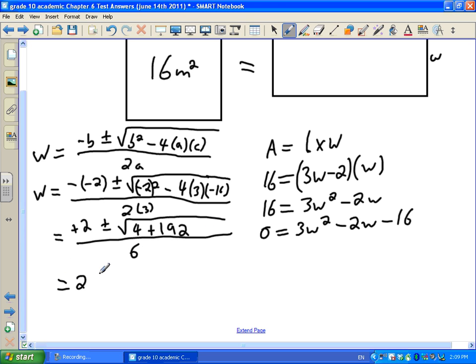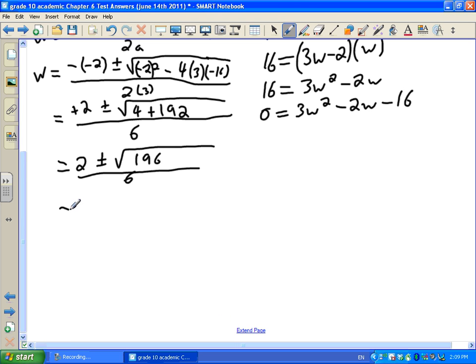Next line, 2 plus or minus the square root of 196, divided by 6. The square root of 196 is 14. So 2 plus or minus 14, divided by 6. Now, this is where we split the equation. We're going to make two equations. One says 2 plus 14 divided by 6. The other says 2 minus 14 divided by 6.